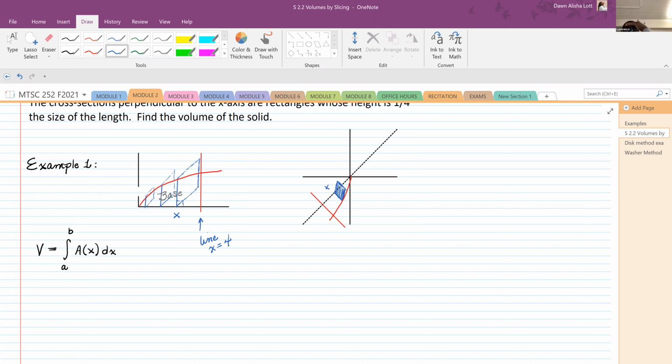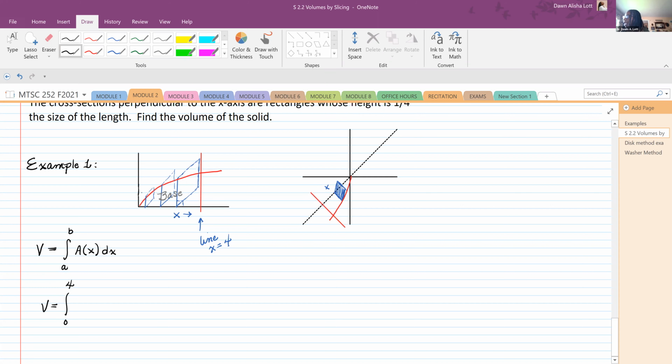Do they start at x equals 4? Okay, that's where they end. So they're going to go up to 4. Good. Now I have my value. They start from 0 and go all the way up to 4. Good. Because I am stacking these pieces from the beginning of the region all the way up to the end of the region, yes, they're going to start at x equals 0 and end at x equals 4.